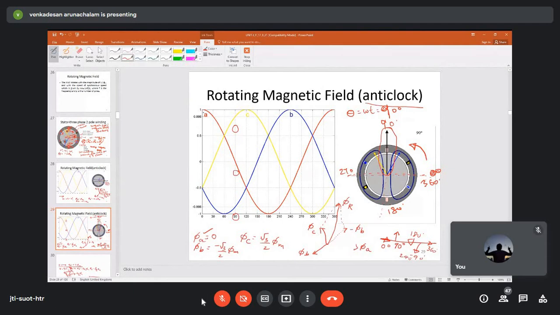So this is the sinusoidal waveform. This is phi a, this is phi b, this is phi c. All are 120 degree phase shifted. Now we are taking this instant, 90 degree. So when the angle is 90 degree, what is the value of phi a flux? It is 0. You just substitute in the equation.